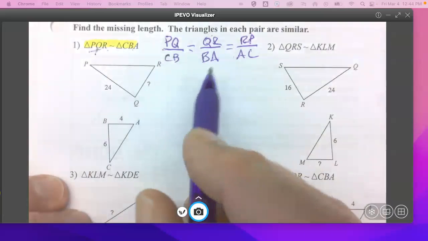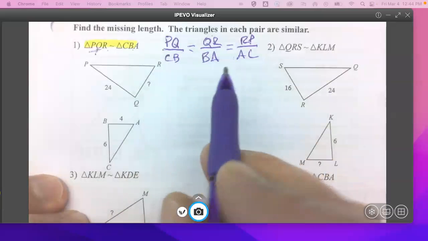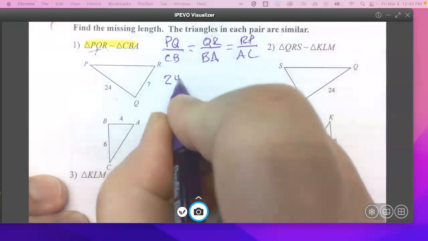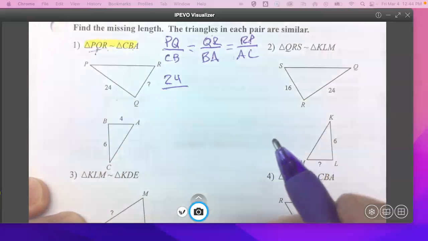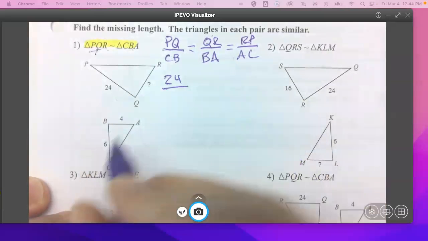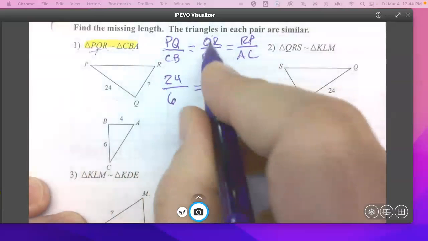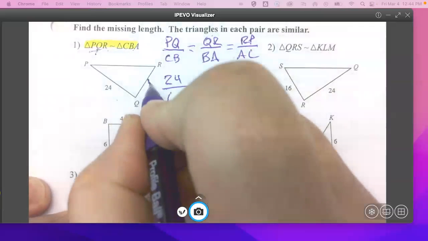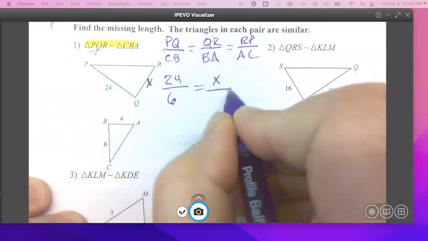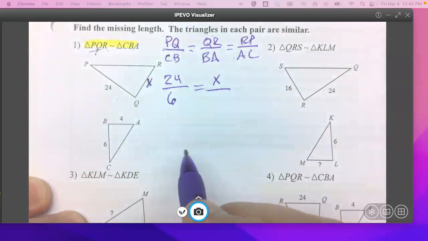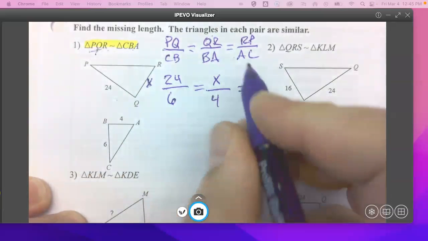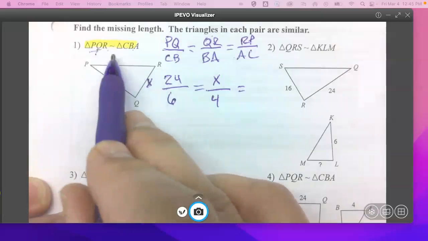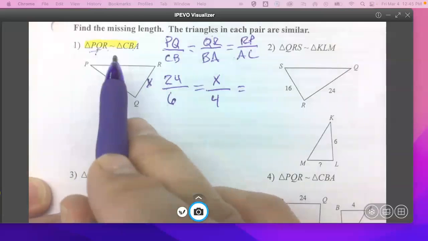The second step would then be to say, let's take each of these values and plug them in. What do I know about PQ? It's 24, so I'll replace PQ with 24. What do I know about CB? 6. What do I know about QR? It's a question mark. Honestly, I think that's a little weird. Let's change that to X. That's our variable. What do I know about BA? 4. What do I know about RP? It's blank. Can I call that X? Excellent.